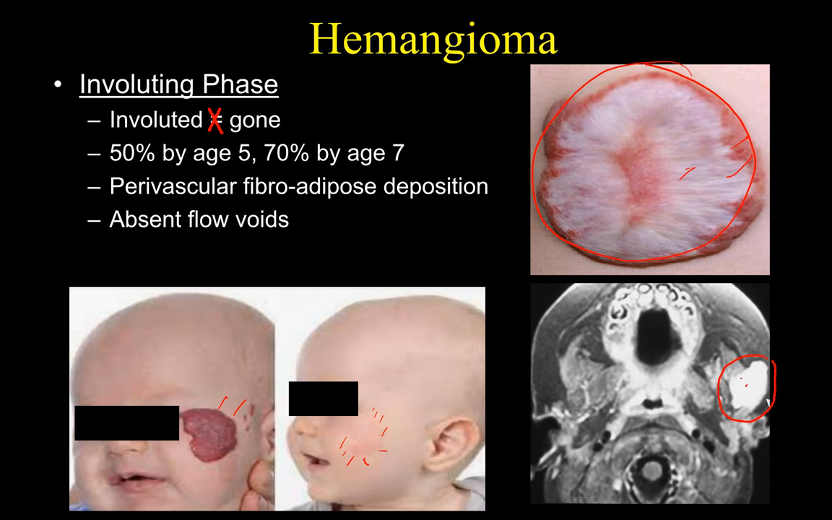So if we see radiologically something that we think is a hemangioma, and we don't see the flow voids, then we can suggest that this hemangioma is in the involuting phase, and it should, you know, depending on whether it's a NICH or a PICH, then we can't really predict how much is going to go, but we can say that it's actually involuting.